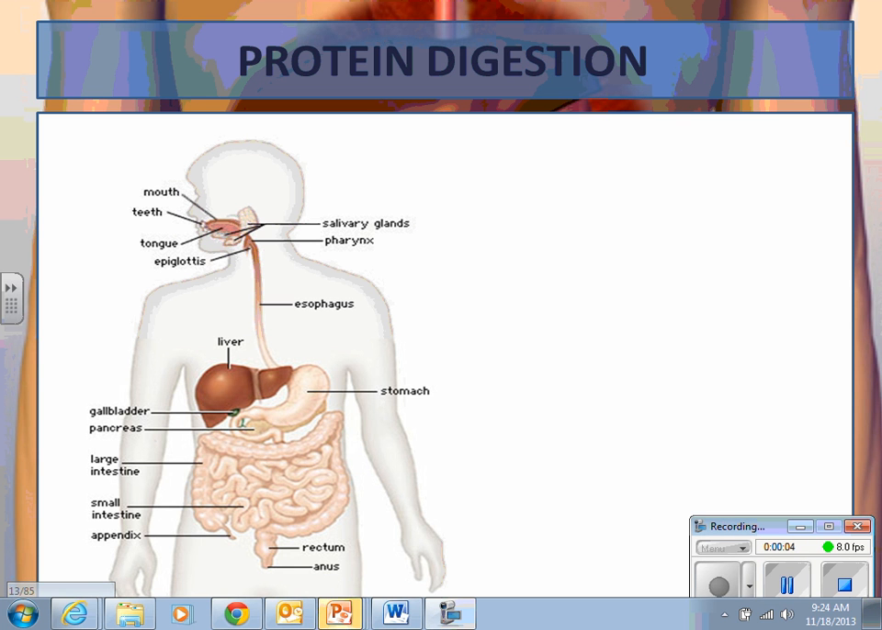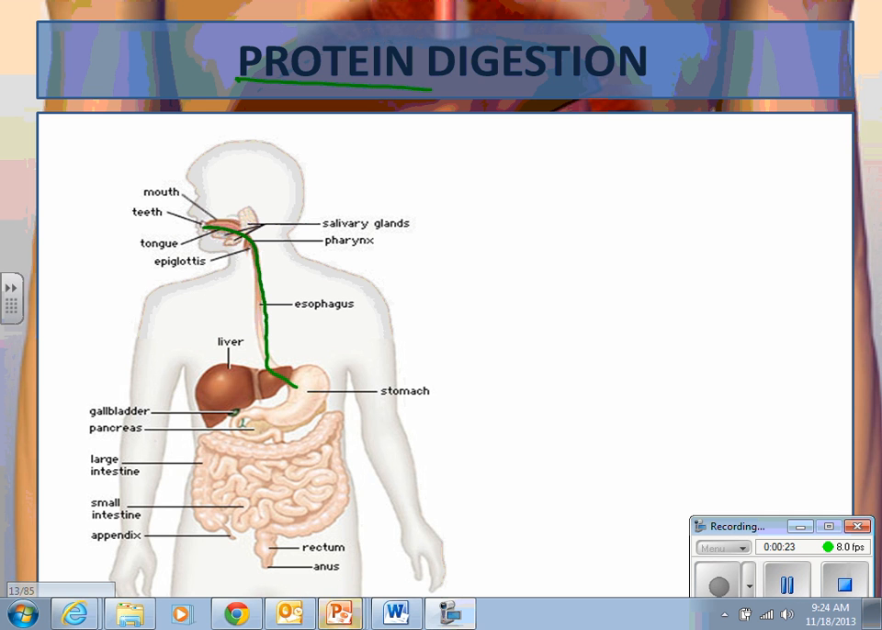Right, so protein digestion begins in the stomach. Nothing's happening yet in the mouth. If we're referring back to our hamburger, now we're talking about the actual beef patty. So this is the protein in the burger. It travels through the mouth into your stomach.